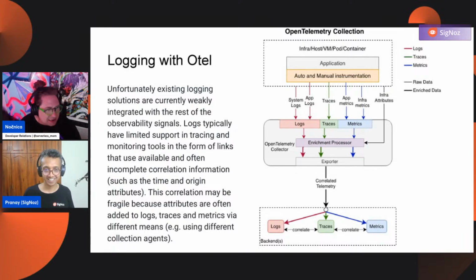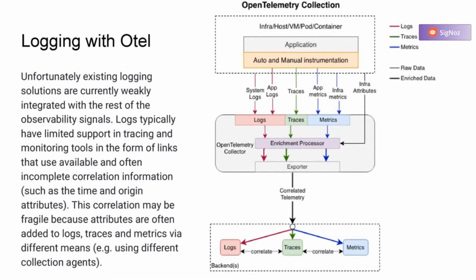Unfortunately, existing logging solutions are currently weakly integrated with the rest of observability signals. Logs typically have limited support in tracing and monitoring tools in the form of links that use available and often incomplete correlation information. This correlation may be fragile because the attributes are often added to logs, traces, and metrics via different means, e.g. using different collector agents.